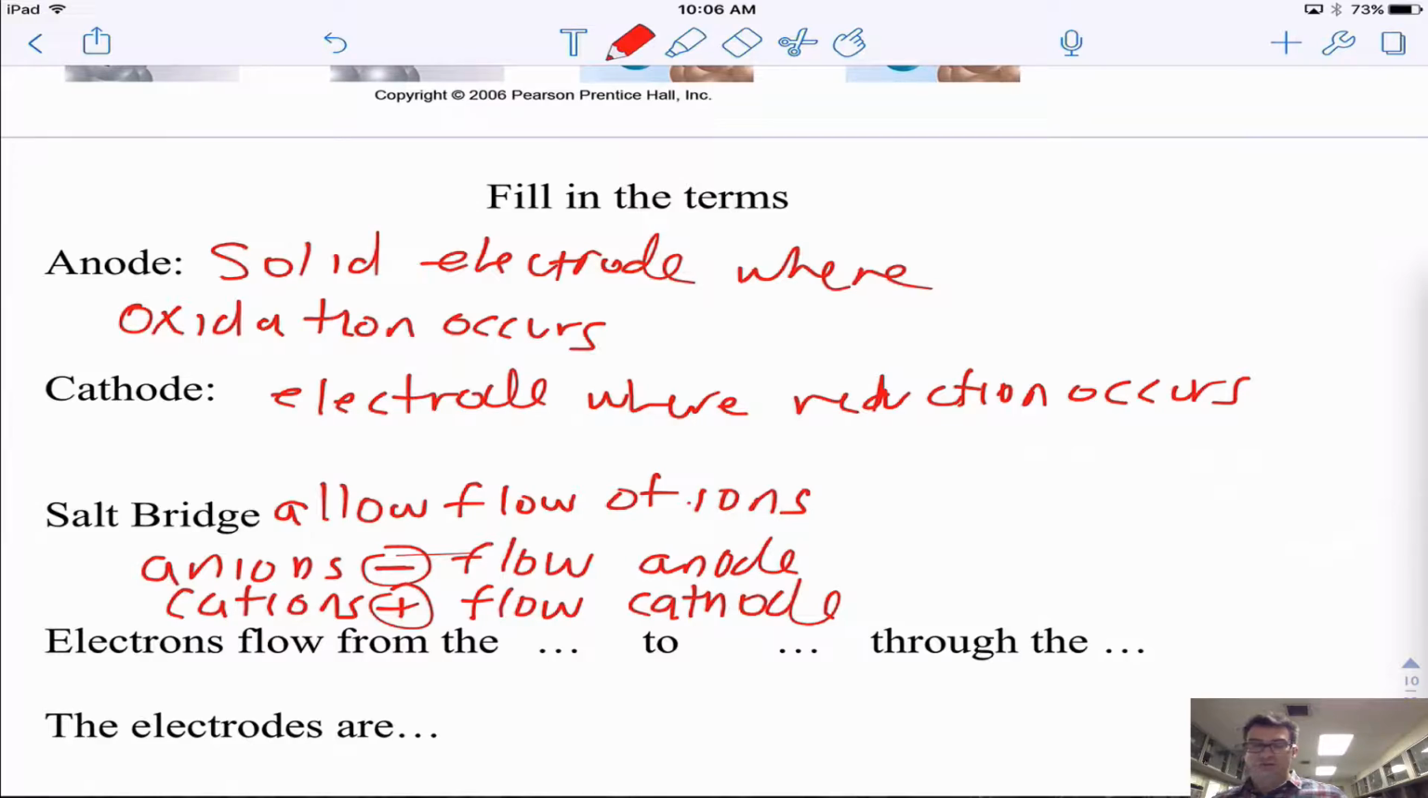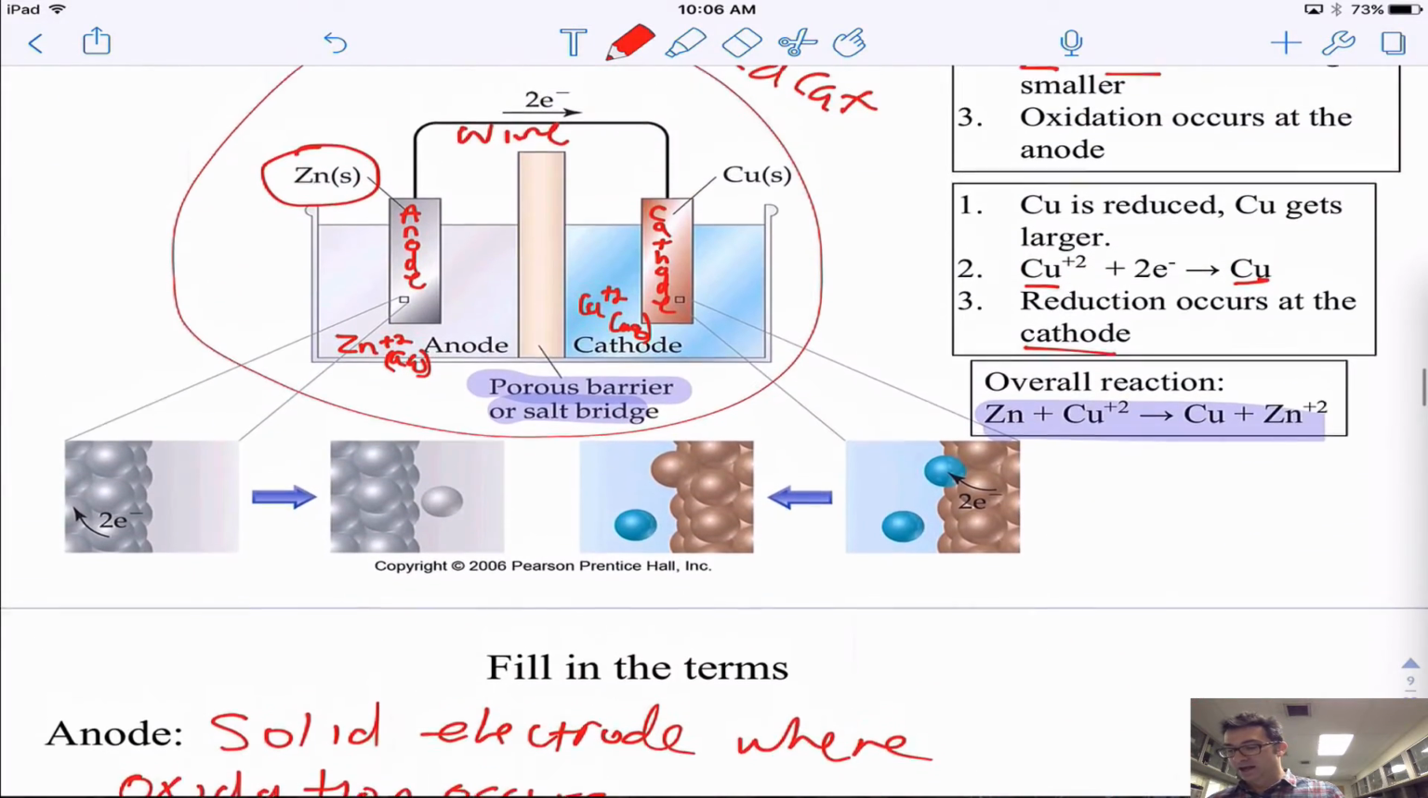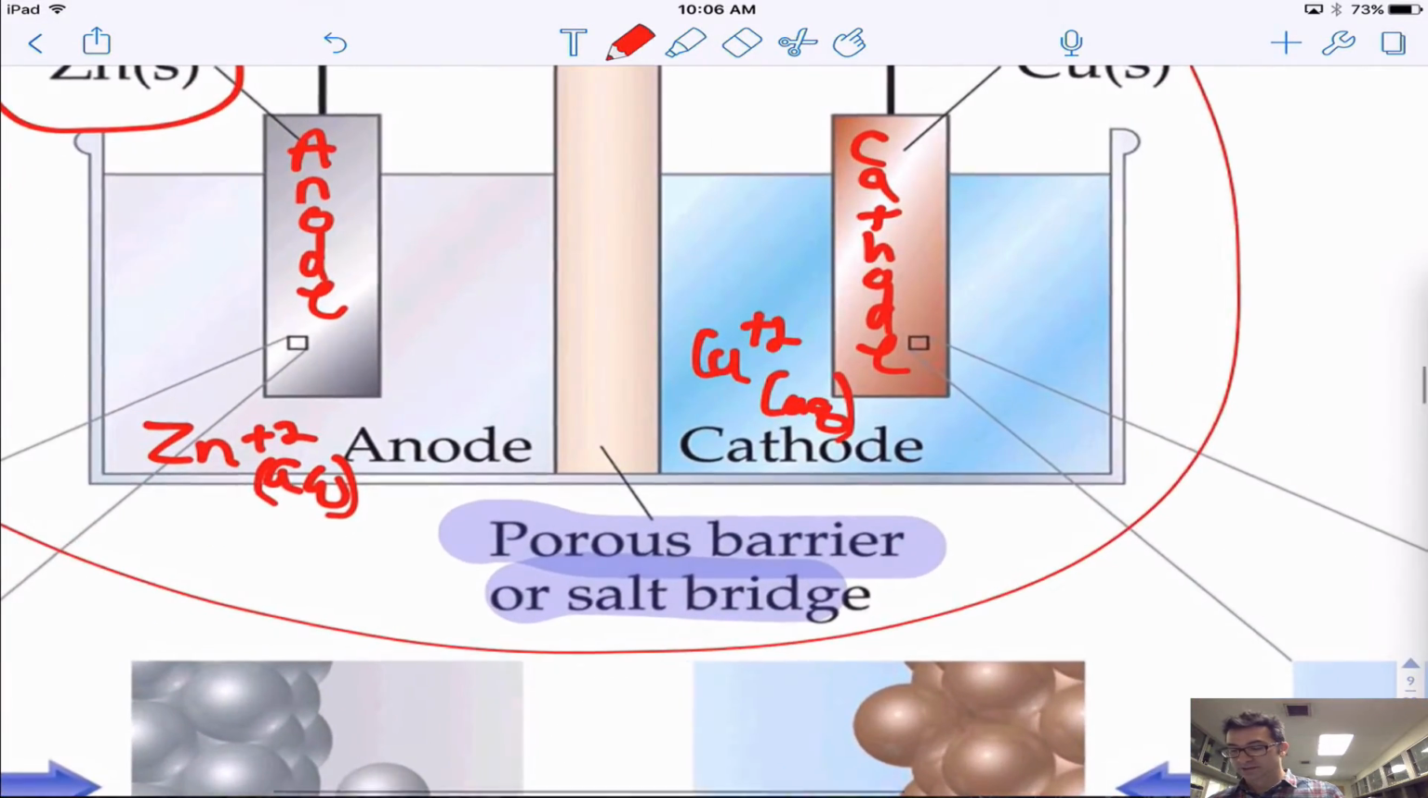Now, just to show you up above here how that would work, I showed this Zn+2 and the Cu+2 here in the half cells. They also contain NO3- as well.